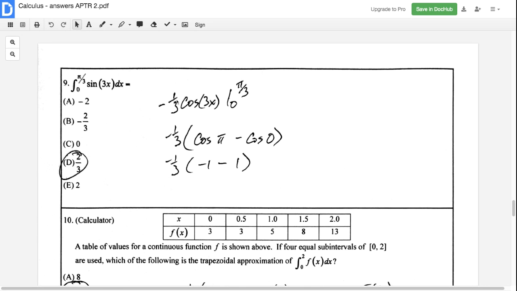And if I integrate sine, I get negative cosine, and then it's a matter of plugging in pi over 3 and 0. If I plug in pi over 3, that gives me pi. I plug in 0, that gives me 0. So cosine of pi we should know is -1. Cosine of 0 is 1. That gives me -2. I multiply by -3. That gives me the positive 2/3.